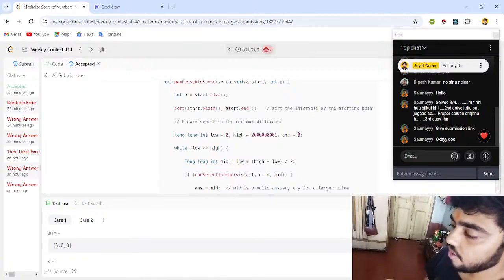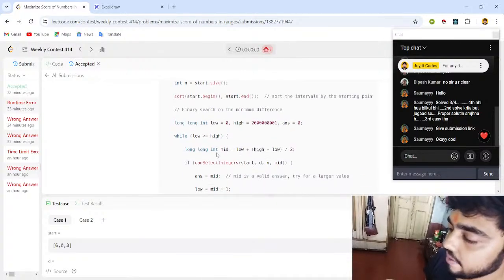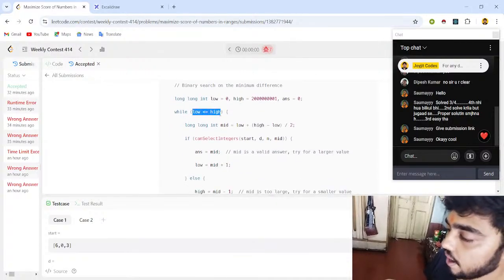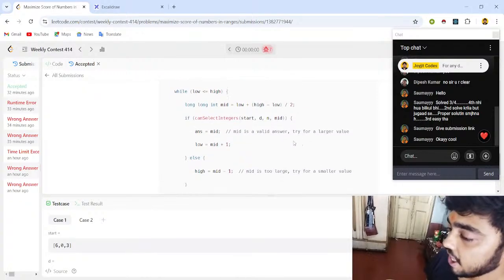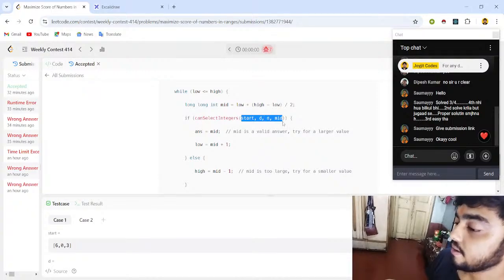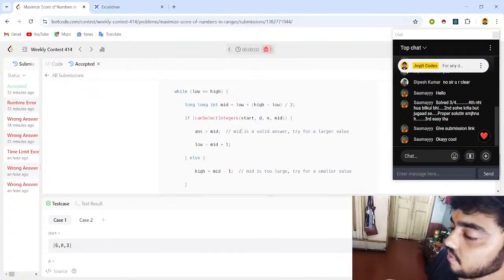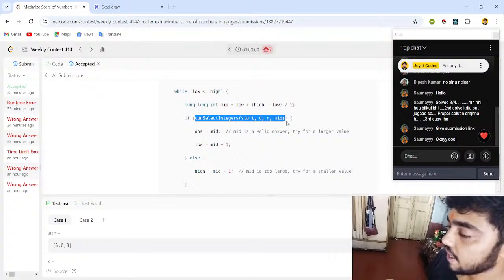So let's say now we have the answer. This is the answer that we are going to compute, right? This is normal binary search. You go for while low is less than or equal to high, then make the mid as high plus low by 2. This is basically a non-overflow way of writing high plus low by 2, or low plus high by 2 as you may call it. Then you have to check if you can select integers with start, d, n, mid. So mid is a valid answer only if this situation satisfies.